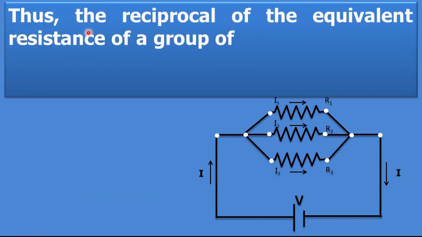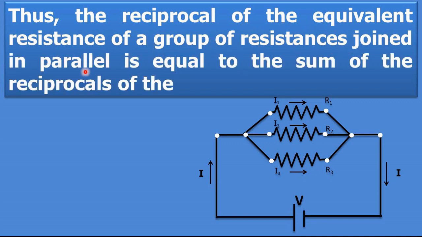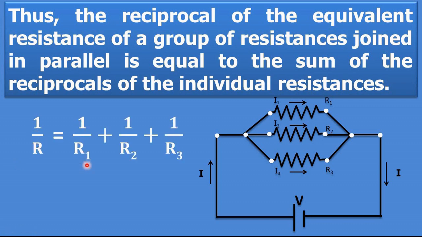Thus, the reciprocal of the equivalent resistance of a group of resistances joined in parallel is equal to the sum of the reciprocals of the individual resistances. That is, 1 by R equals 1 by R1 plus 1 by R2 plus 1 by R3, where R is the equivalent resistance of the combination and R1, R2 and R3 are the individual resistances connected in parallel.